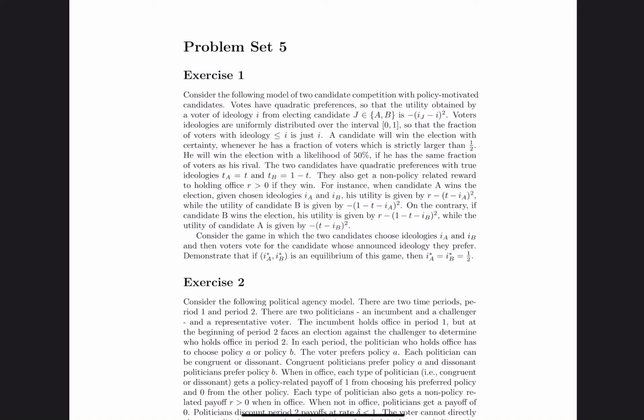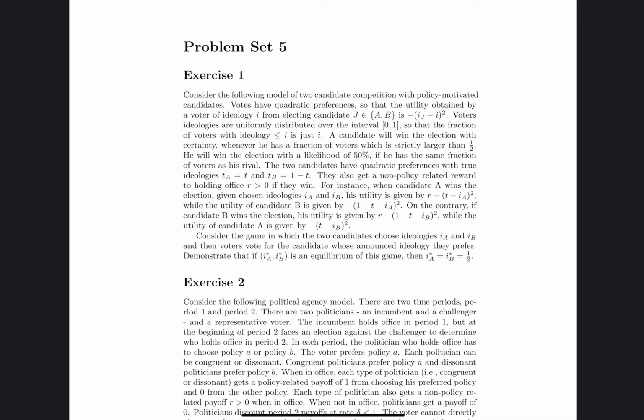For instance, when candidate A wins the election, given chosen ideologies IA and IB, his utility is given by R minus (T minus IA) to the power of 2, while the utility of candidate B is given by minus (1 minus T minus IA) to the power of 2. On the contrary, if candidate B wins the election, his utility is given by R minus (1 minus T minus IB) to the power of 2, while the utility of candidate A is given by minus (T minus IB) to the power of 2.